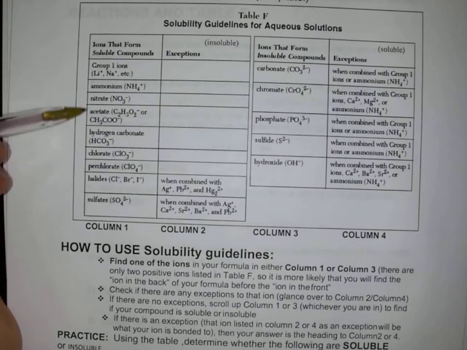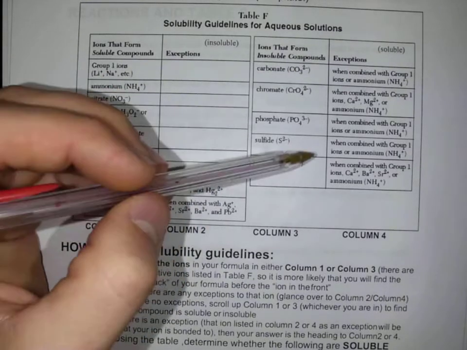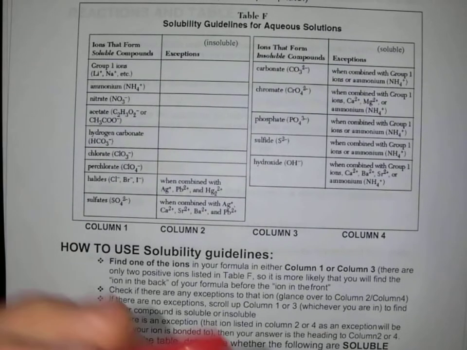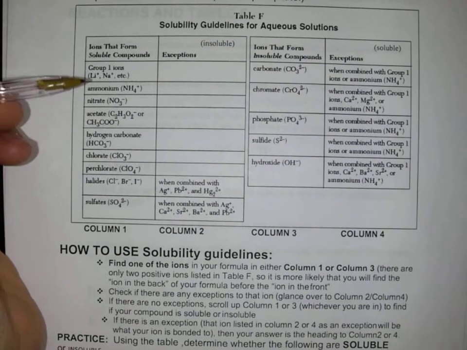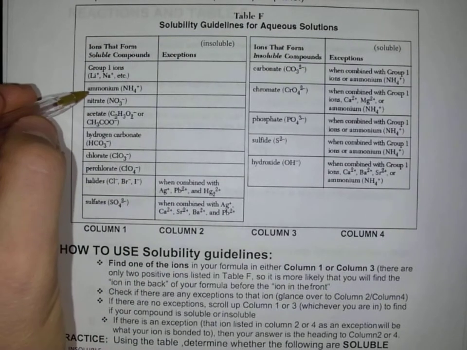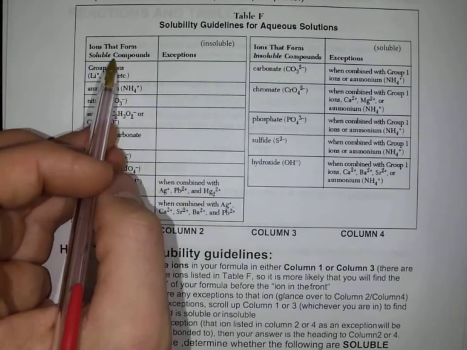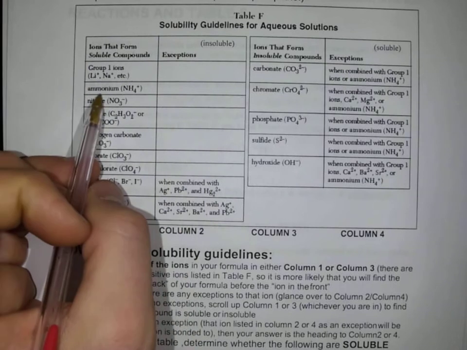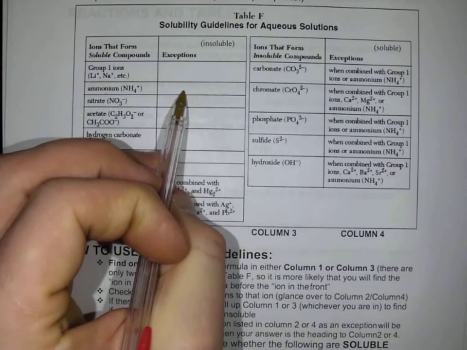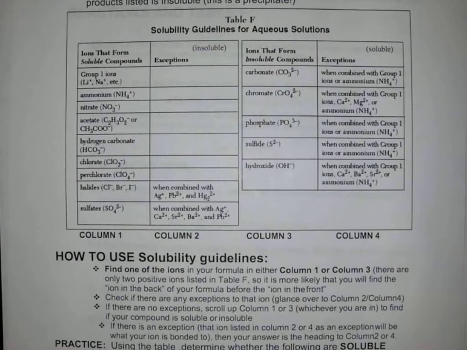We have group 1 ions, but then we also have our polyatomic ions in here. We've got a whole bunch of polyatomics, so we need to know our polyatomics. If we have a compound that is hopefully going to form AX, maybe it has ammonium as that A. Well, ammonium, if we read at the top, is going to form a soluble compound in water. Ammonium is going to be soluble, and we don't have any exceptions to it. So ammonium is always going to be soluble.